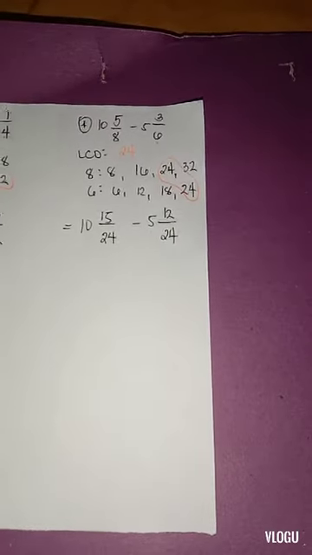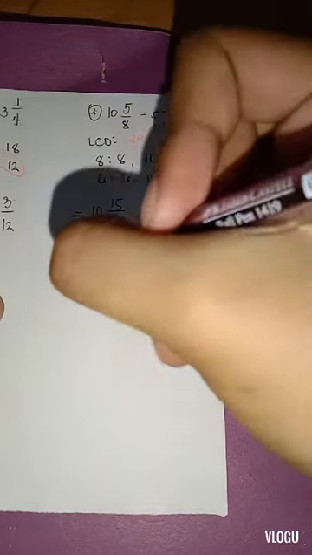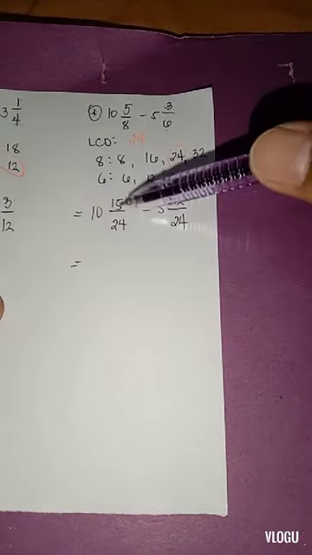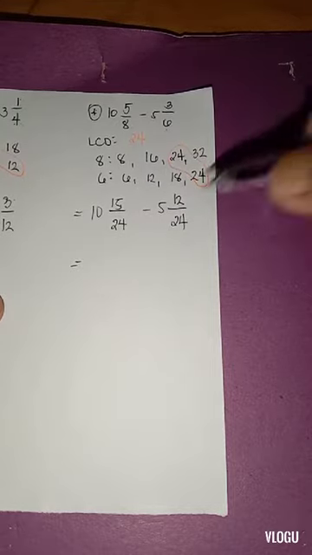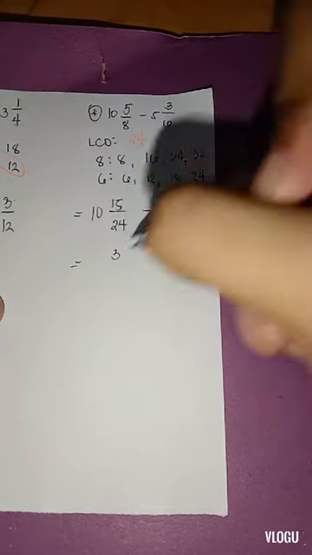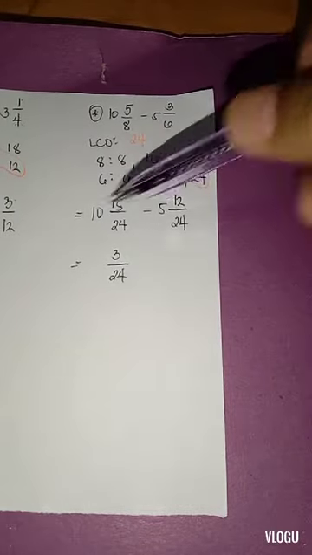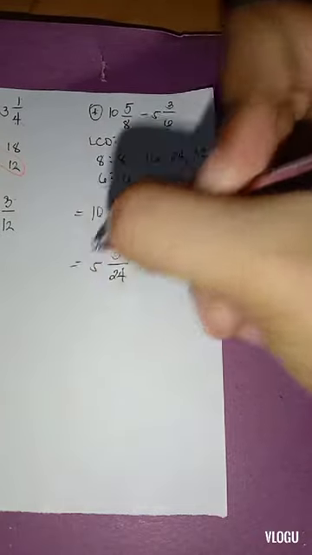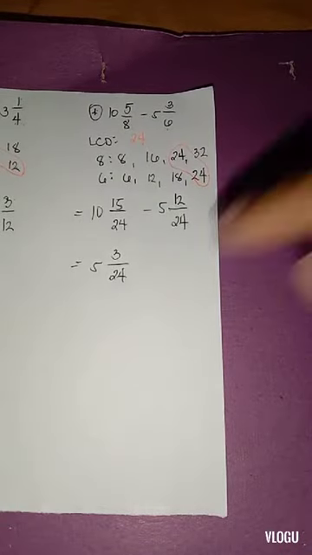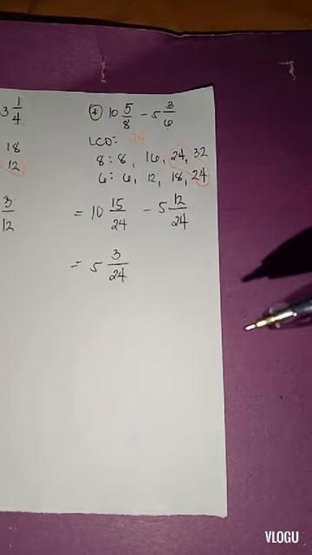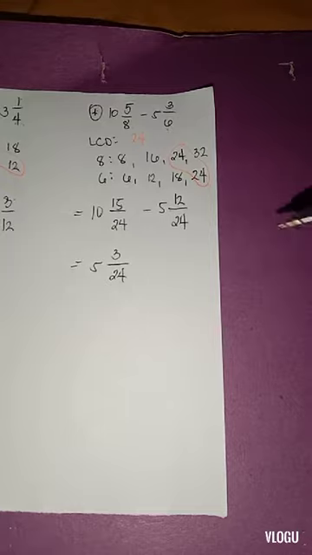And then we will now subtract. So unahin natin yung numerators. So 15 minus 12 is equals to 3. And then copy denominator, which is 24. And then subtract the whole number. So 10 minus 5 is equals to 5. Okay, so mapapansin nyo, pwedeng ma-reduce natin itong si 3 over 24 by its simplest form or lowest term.